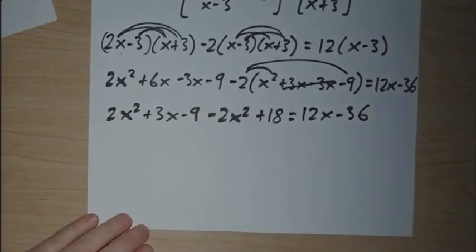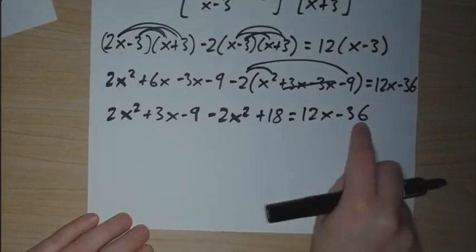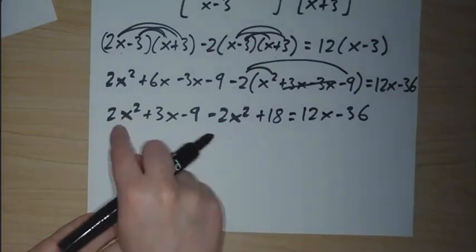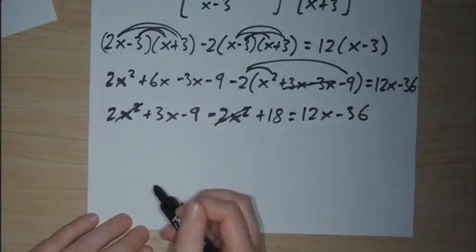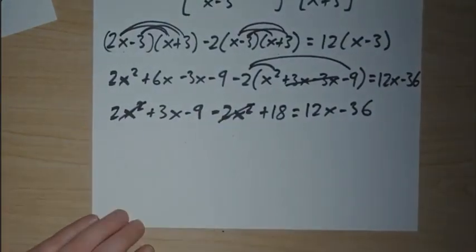So I'm going to move the normal numbers to the right and the x terms to the left, because this 2x squared minus 2x squared will cancel to 0. So there's going to be limited factoring involved. There's only going to be one answer for x.